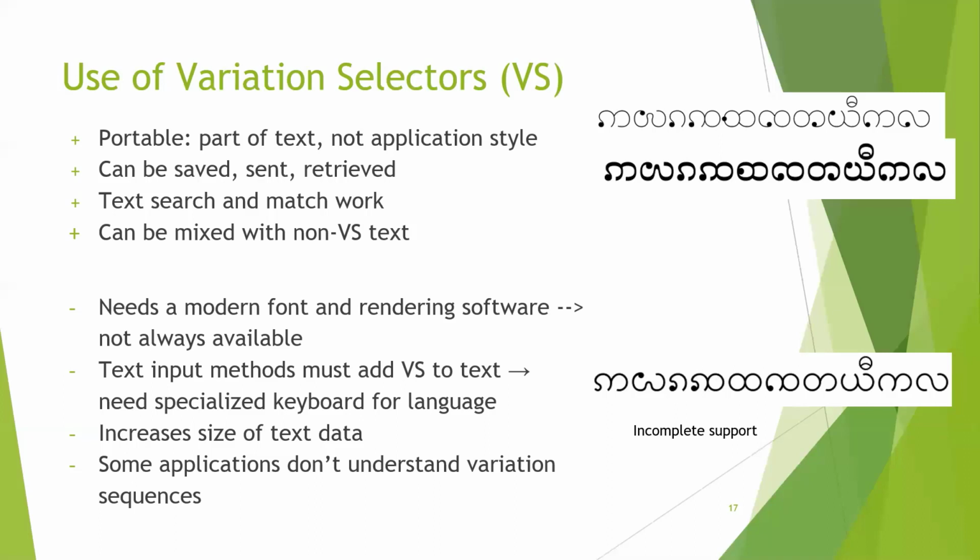But there are some things that are needed. Modern fonts need to be available in the computer system, and the rendering software has to be smart enough to apply the variations in the font to produce the pictures on the screen or in print. And someone has to be able to add these variation selectors to text. Now, it could be done manually, but that would be very awkward.